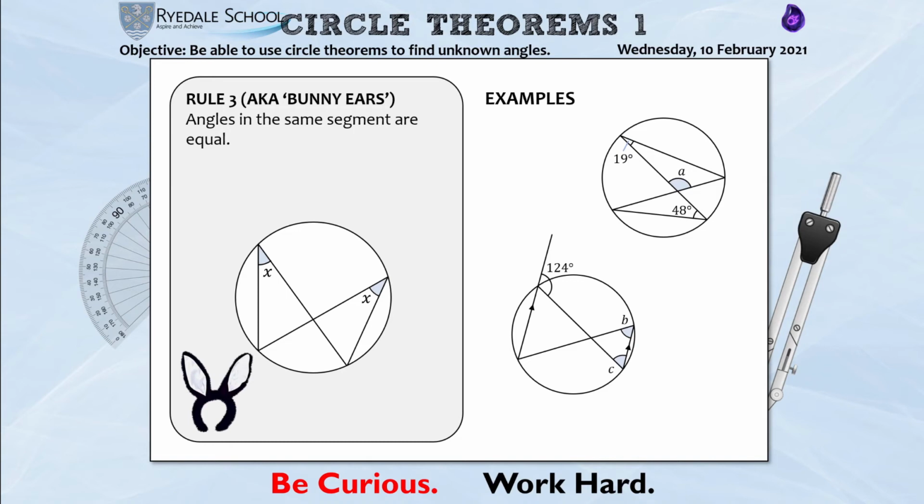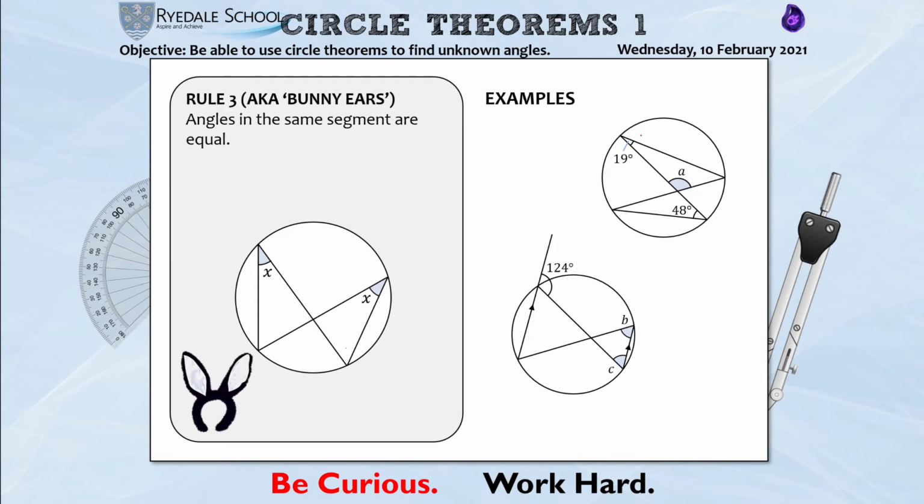Rule number 3, we had lots of names for this, the bow tie, the butterfly, but I'm still keen on Mr. Underwood's bunny ears. I don't know if he owns a pair of bunny ears and that's why he came up with this name. But the angles in the same segment are equal. And what we mean by that is this diagram here. If you have 2 points, sometimes there's a chord drawn in, and you have 2 points joined to those on the circumference, then those 2 angles are equal.